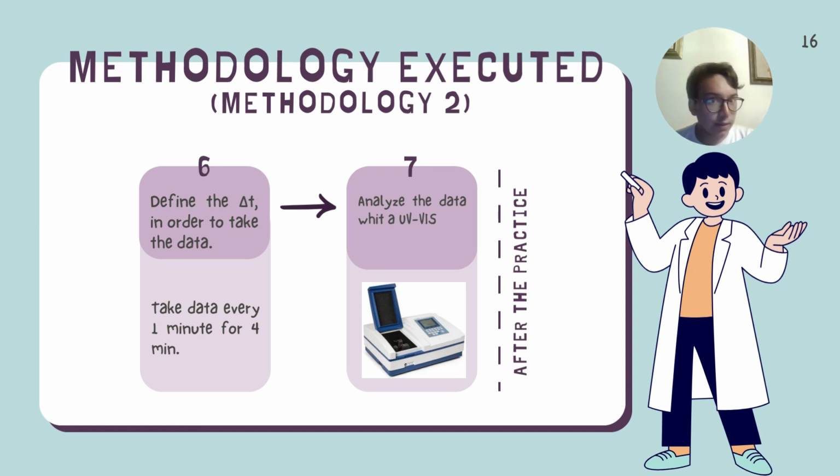This delta t was 1 minute per 4 minutes. And then we analyzed the data with a UV-Vis spectrophotometer. This equipment is used in order to obtain the absorbance and the wavelength of the substance that we are analyzing. In this case, it is the data that we obtained in the whole data taking, which was 4 minutes.